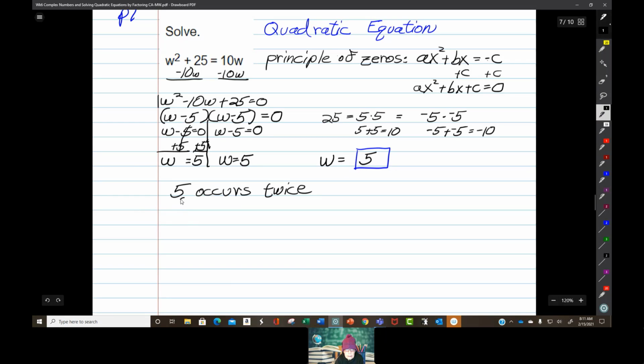We call this multiplicity. Multiplicity 2. 5 is a solution to the equation, and it has multiplicity 2 because it occurs twice. That's coming in the future. Right now, it's enough to get the answer 5 and write it once, not twice.